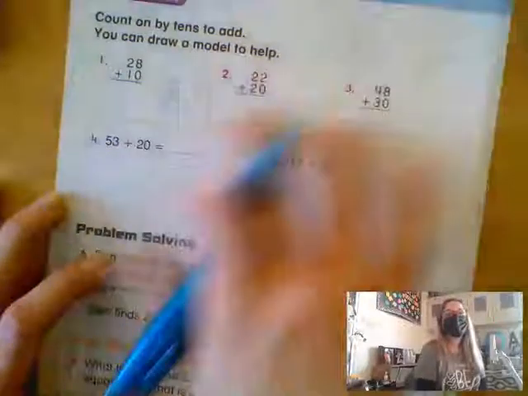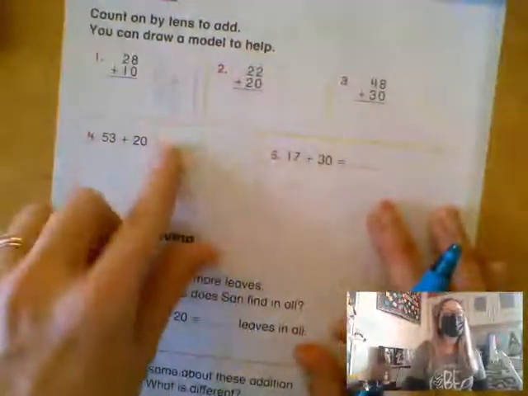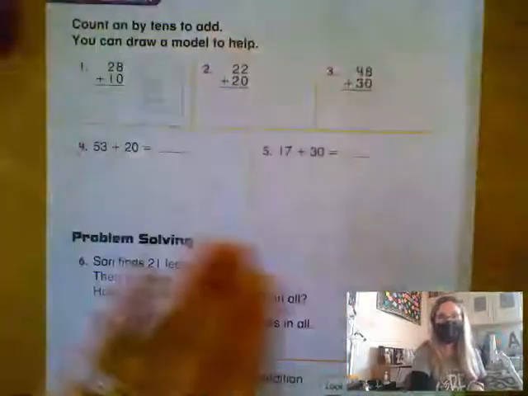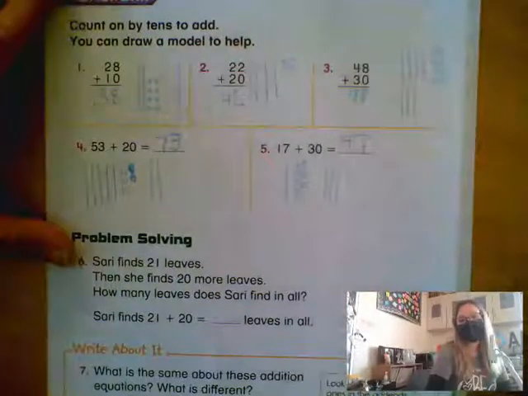Okay, go ahead right now. Do 1, 2, 3, 4, and 5. Make sure you draw lines for 10s and dots for 1s. Draw it out like they do. And then we'll check it in just a minute. So friends at home, pause the video, work through 1 through 5, and we'll check it in just a minute.